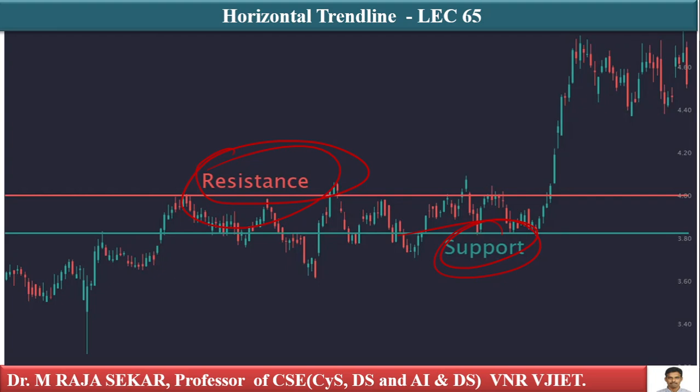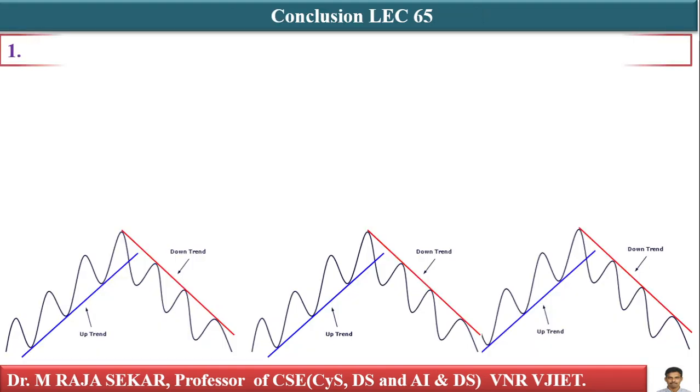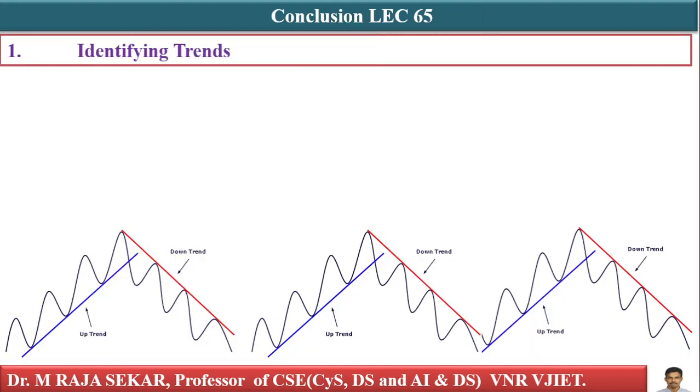Yes, what are the common mistakes? I can say the mistakes are forcing trend lines where none exist, using only 2 points without confirmation, ignoring price action around the line. What are the best practices? Use at least 3 points for confirmation, adjust lines dynamically as the market evolves, combine trend lines with other indicators for better accuracy.